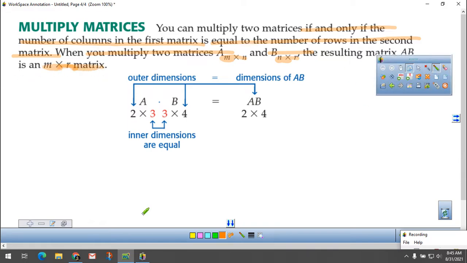So, let me show you an example. Let's say that you have matrix A, and matrix A is a 2 by 3. But then you also have matrix B, and matrix B is a 3 by 4. When you multiply these two matrices together, you have to make sure that the number of columns in A is equal to the number of rows in B. The two inner dimensions must equal. If they do equal, then that means you can multiply them together, and your new matrix, your product matrix, is going to be the outer dimensions 2 by 4. So that means when you multiply those two matrices together, you'll get a 2 by 4 matrix. So that's the rule for multiplying.